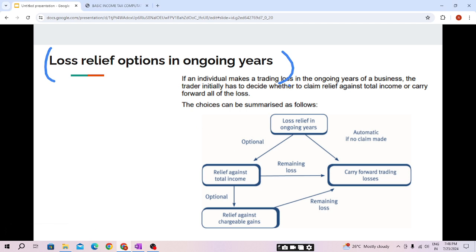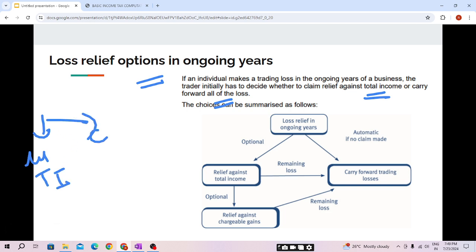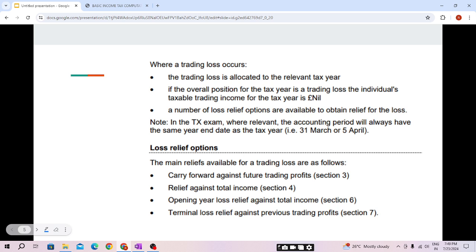if an individual makes a trading loss in the ongoing years of a business, the trader initially has to decide whether to claim relief against total income or carry forward all of the loss. So if I have a loss in ongoing years, either I can claim a relief against my total income or I can carry forward all the losses. So here we have two types of relief, that is carry forward relief and relief against total income.